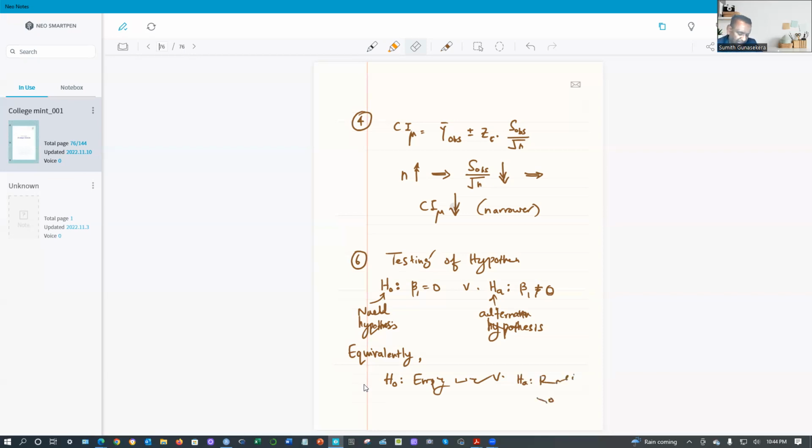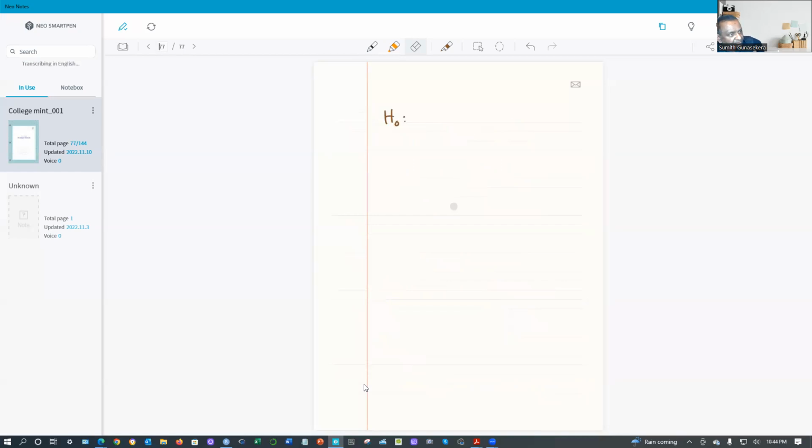I'm going to write it. It's not empty, versus it's a regression. Now we're going to check something.